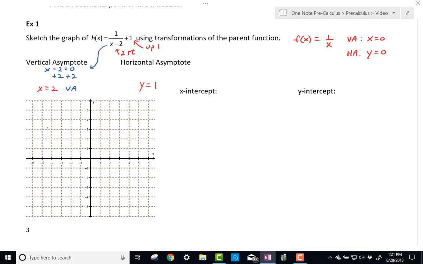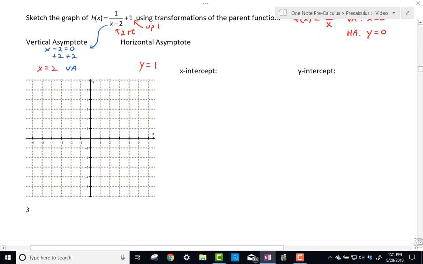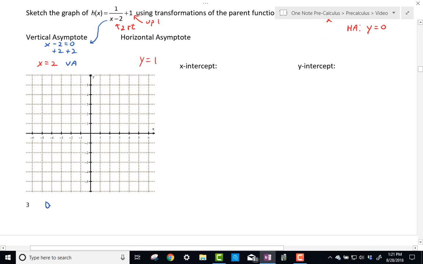So if I were to ask for the domain of this function right now, the domain is x in the set of reals, but x cannot equal 2. Okay, so we've talked about those earlier in this class.